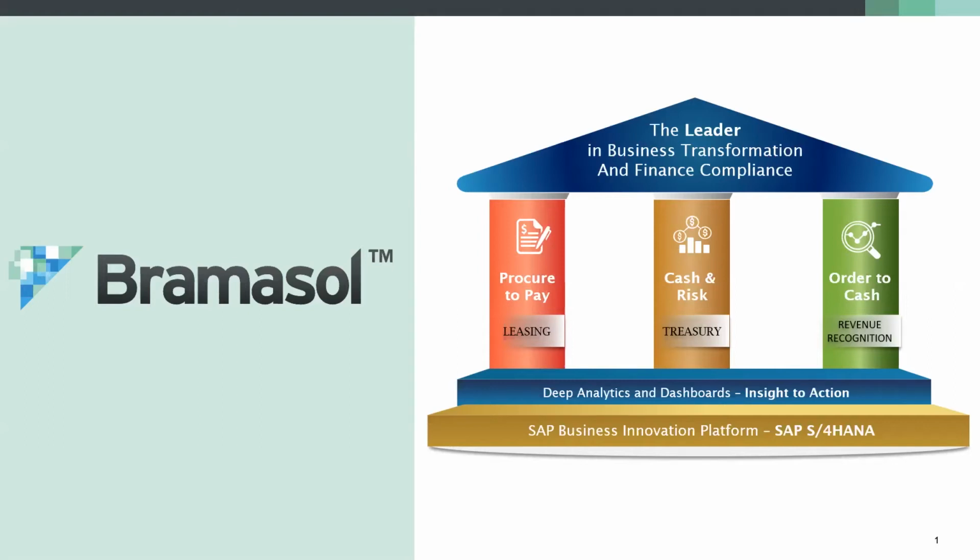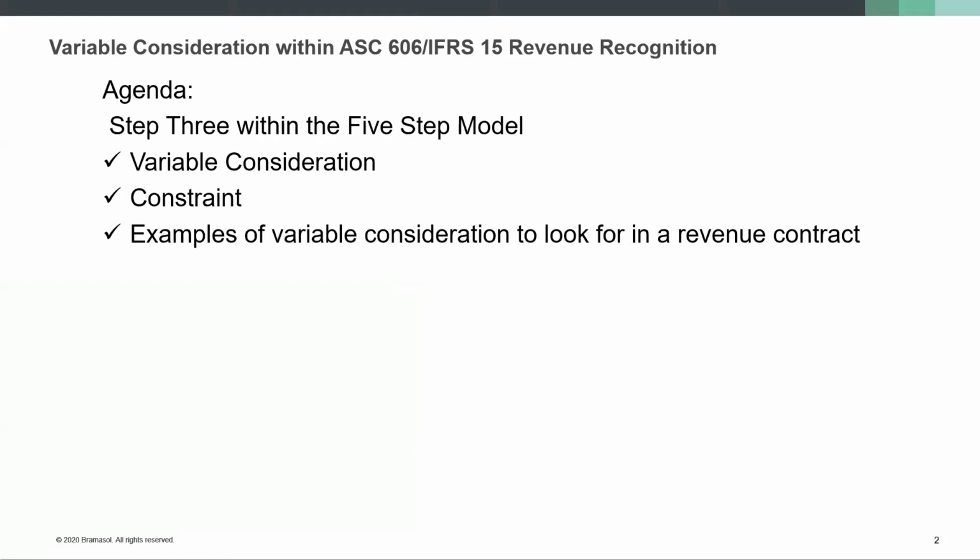Today, we're going to talk about variable consideration within the revenue recognition model of ASC 606 IFRS 15. It's gotten a lot of attention recently because a lot of companies are trying to automate variable consideration. So before we do that, let's talk about what variable consideration actually is.